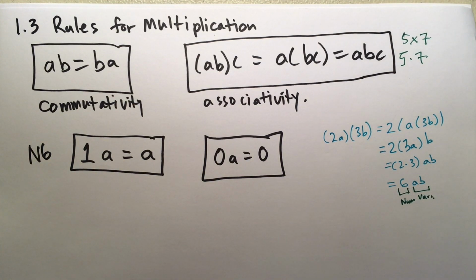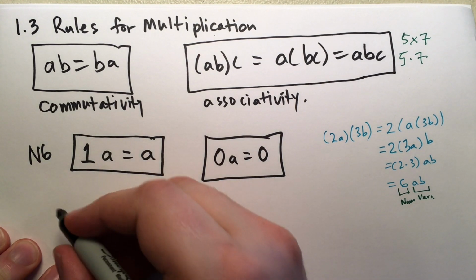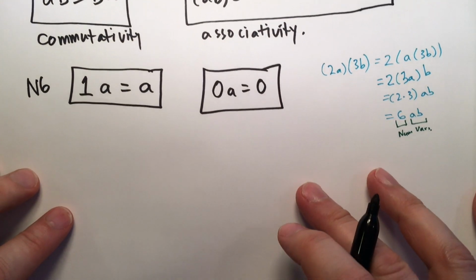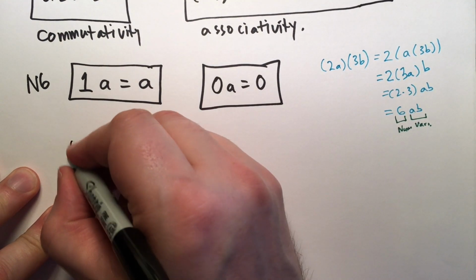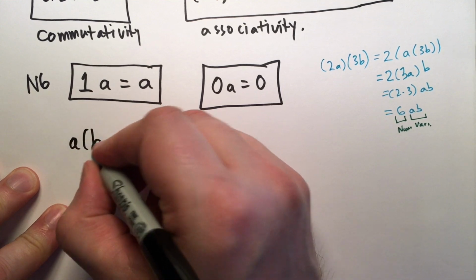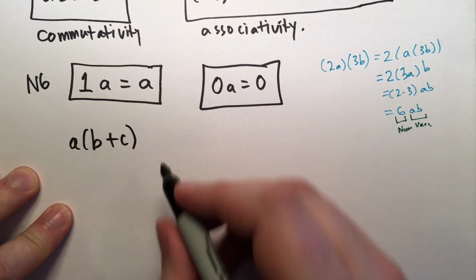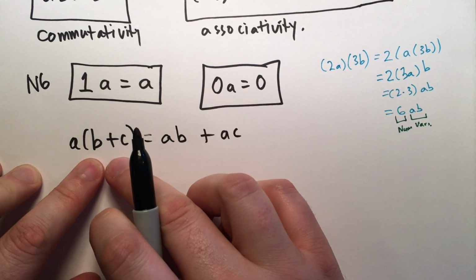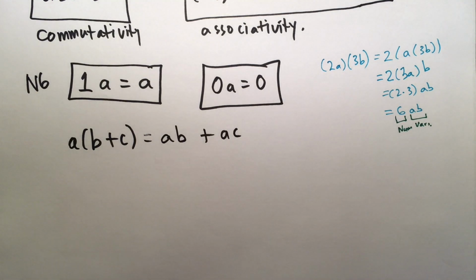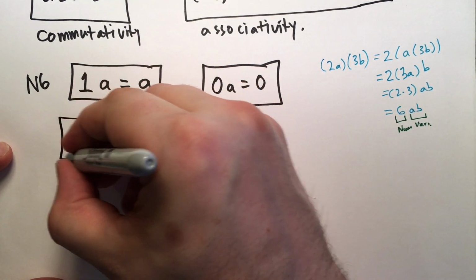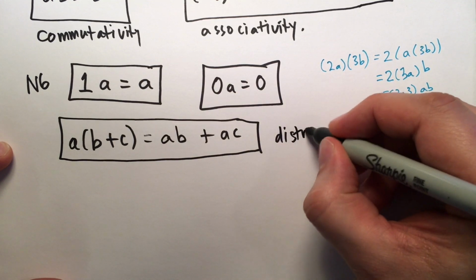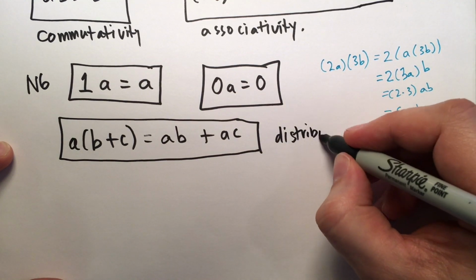The rule of multiplication and addition together is called distribution. This is distributivity. And it works like this. You start with some number, let's say a, and you multiply it by a sum, b plus c, and you distribute out that a to each term. This is distributivity. This one is hiding in plain sight oftentimes.